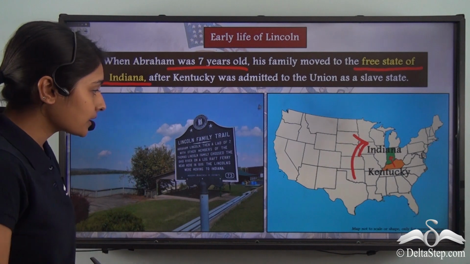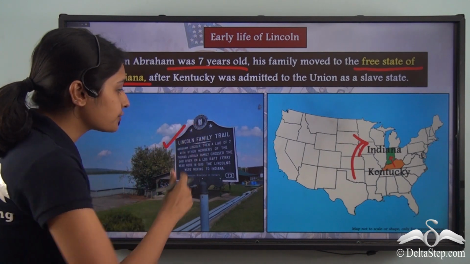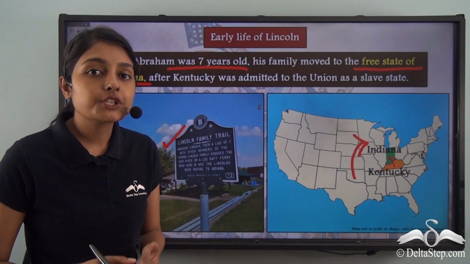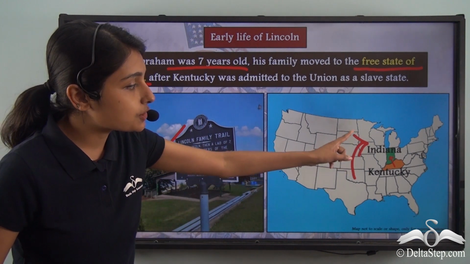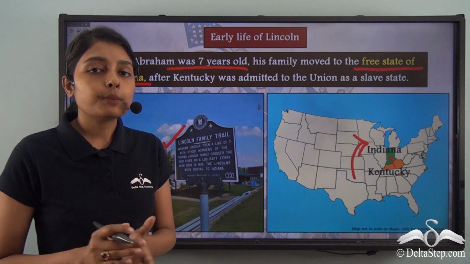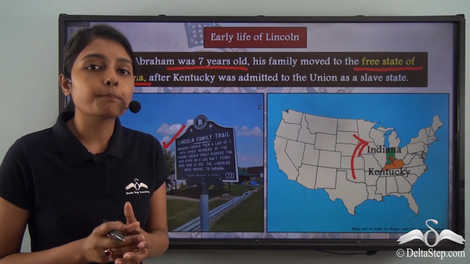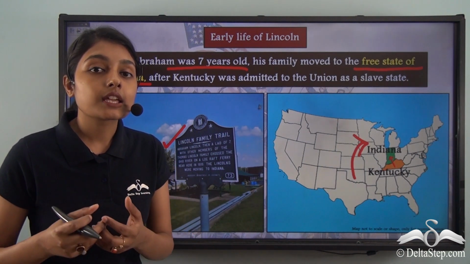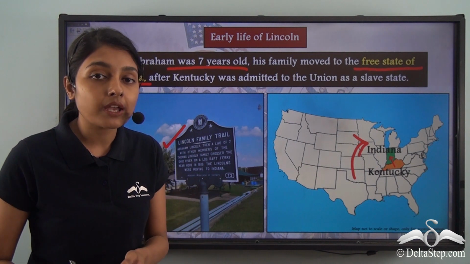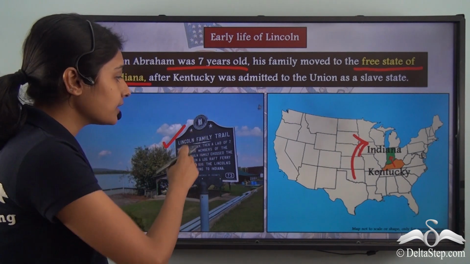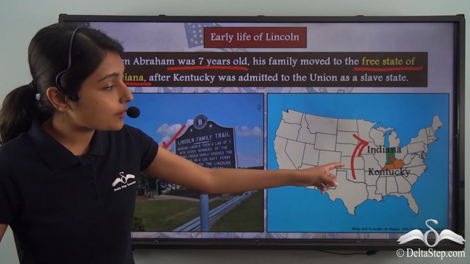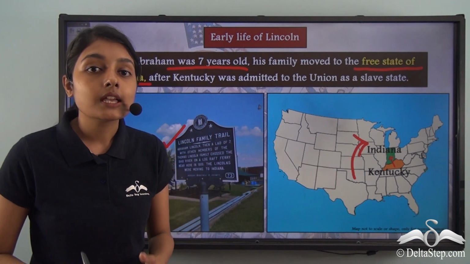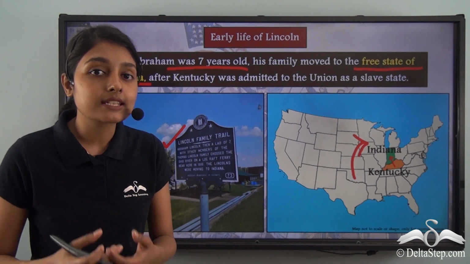On your left, you can see the Lincoln family trail. The Lincoln family used the Ohio River to shift from Kentucky to Indiana. Now, Abraham Lincoln has been a very important personality in the history of the United States of America, which is why the Lincoln family trail, or the path through which this shift from Kentucky to Indiana happened, is marked even till date.